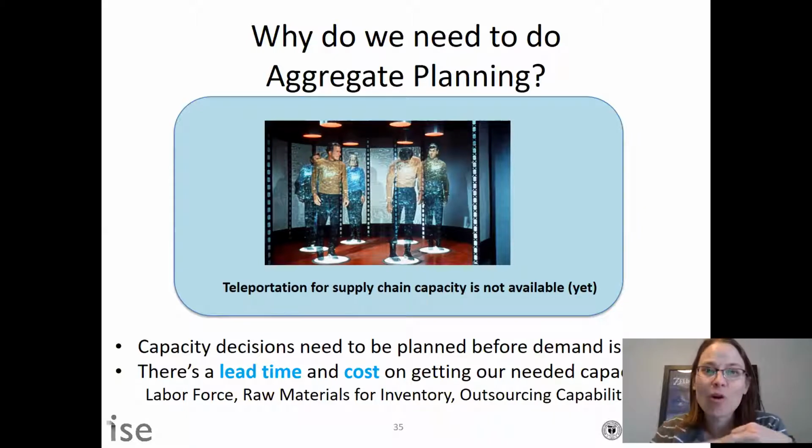As a reminder, why do we need aggregate planning? Capacity decisions need to be planned before demand is known, and there's usually some lead time and cost in getting our needed capacity. If you remember back to aggregate planning models, we're typically planning 3 to 18 months in advance. The demand forecast is now an input, not a decision variable. But we need to meet this demand, and we need to think about how we should meet it. Should we meet that demand by having the proper labor, raw materials? Should we inventory? Should we outsource? Should we have overtime? That's what aggregate planning does.